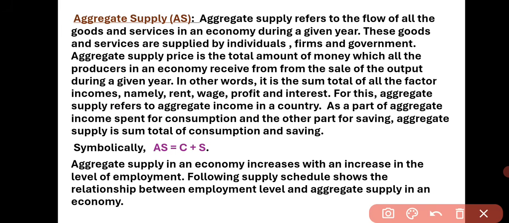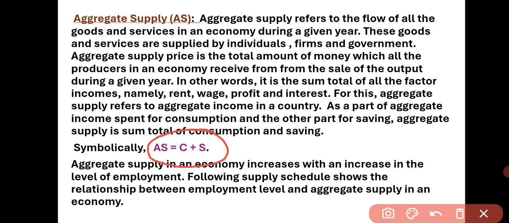So as for aggregate income, how do we spend our income, what are we doing with our income? Either we spend it for consumption or for saving. One part is used for consumption, the other part for saving. We save that amount. So aggregate supply is the sum total of consumption and saving. That's why it is written as AS is equal to C plus S. Aggregate supply is consumption plus saving. Aggregate supply in an economy increases with an increase in the level of employment.